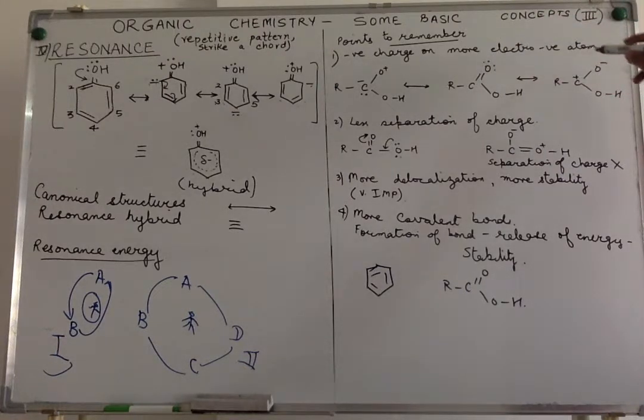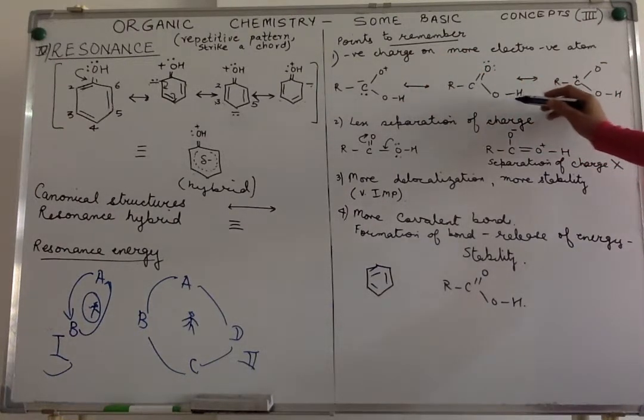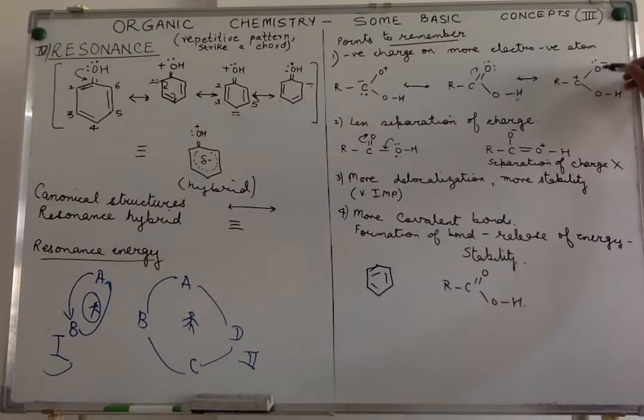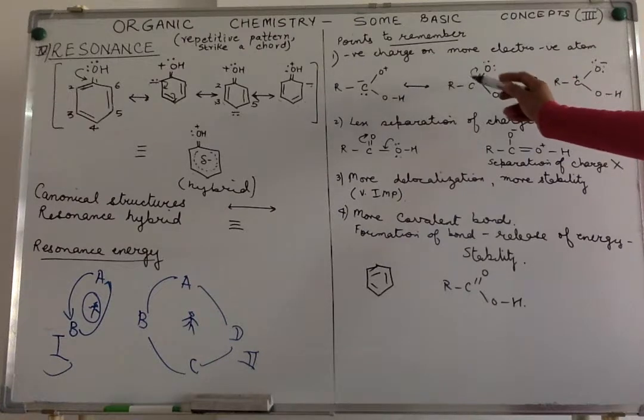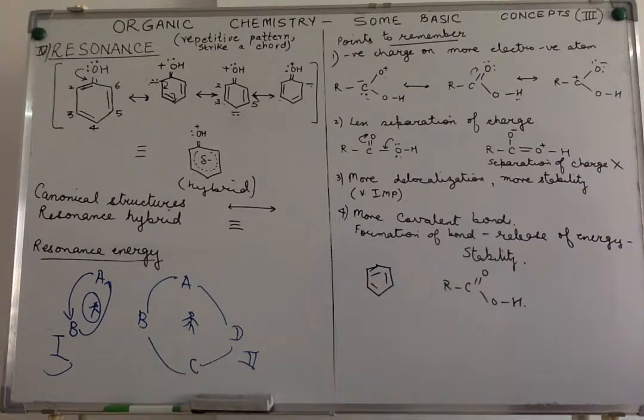The negative charge, if it is on the more electronegative atom, the possibility of it contributing towards resonance or contributing towards stability is much more than when the electronegative atom has a positive charge. See an example over here. We've taken an example of carboxylic acid over here, RCOH. One possibility is oxygen takes up the pi bond of electrons, acquires a negative charge, and it has its lone pair of electrons. The other possibility is it gives these electrons, and what we have here is carbon with a negative charge, whereas oxygen acquires a positive charge.